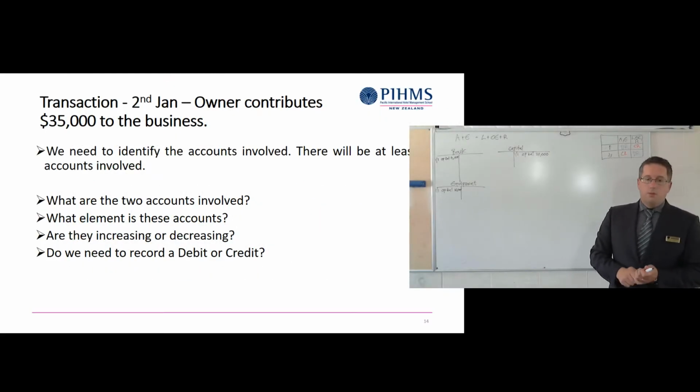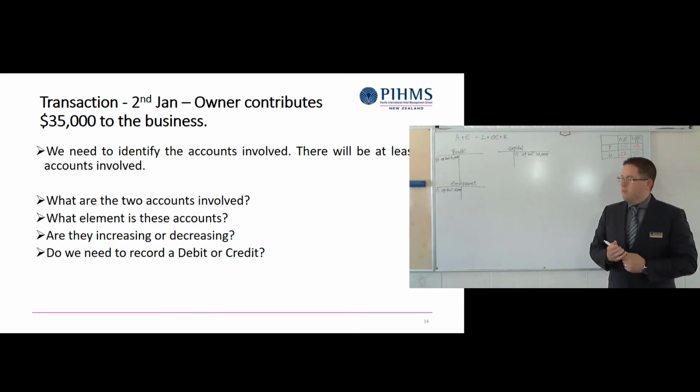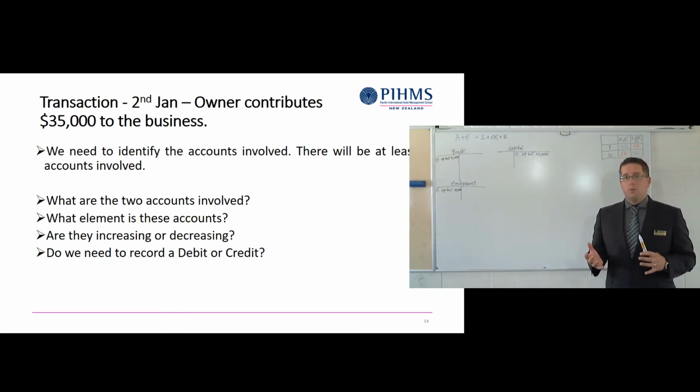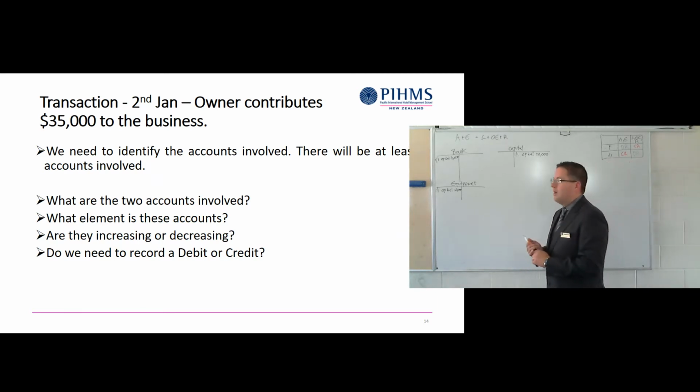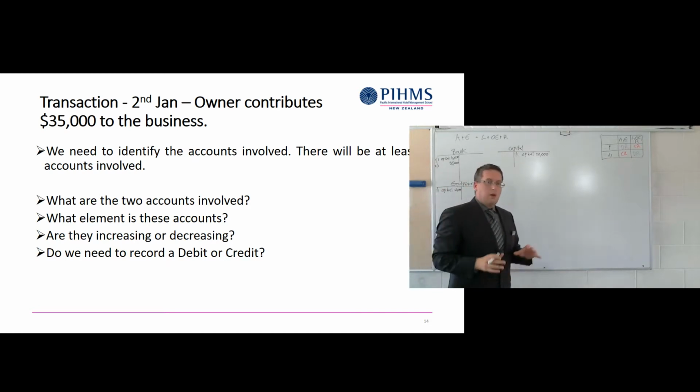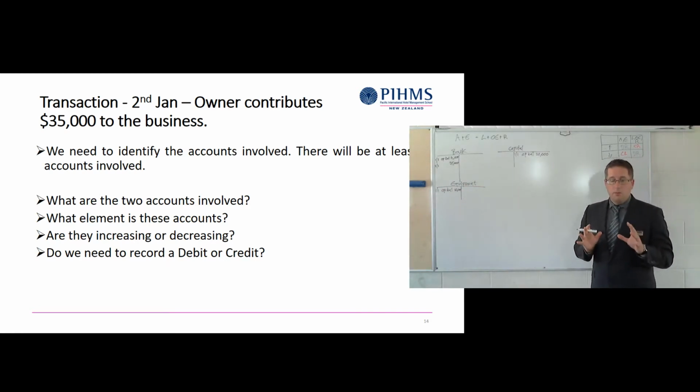Okay, so owner contributes $35,000 to the business. So again, this is always the business perspective. Business bank account is going to be affected. So owners put money into the business bank account. So the business bank account, that's an asset, we know that. That's going to increase. So the business asset going up, that's going to be a debit. So $35,000 on the 2nd of January. I'll just leave the details field not filled in just yet.